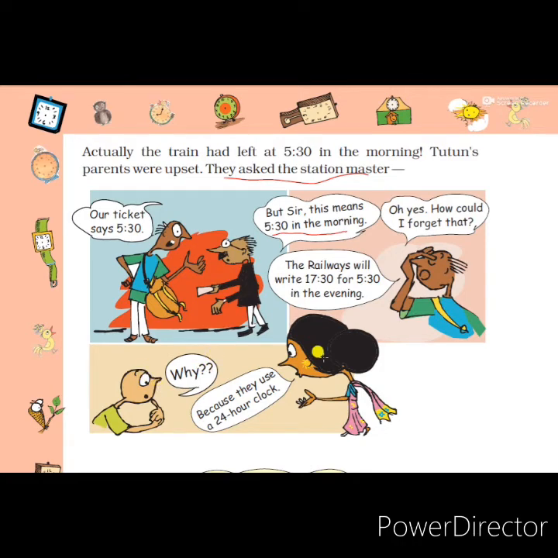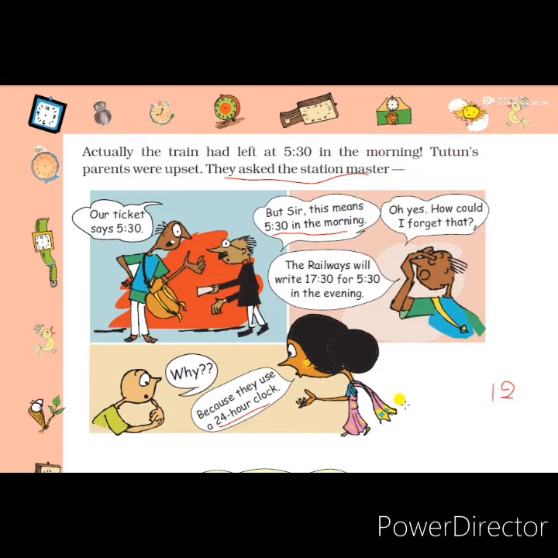Because they use a 24-hour clock. Students, up to now we have learned about the 12-hour clock. That means the clocks we used are 12-hour clocks, with only 12 divisions, 1 to 12. After 12 o'clock in the midday, we take 1 onwards again. That means 1 o'clock p.m., 2 o'clock, 3 o'clock onwards. But in a 24-hour clock, after 12 o'clock, they write 13 hour.